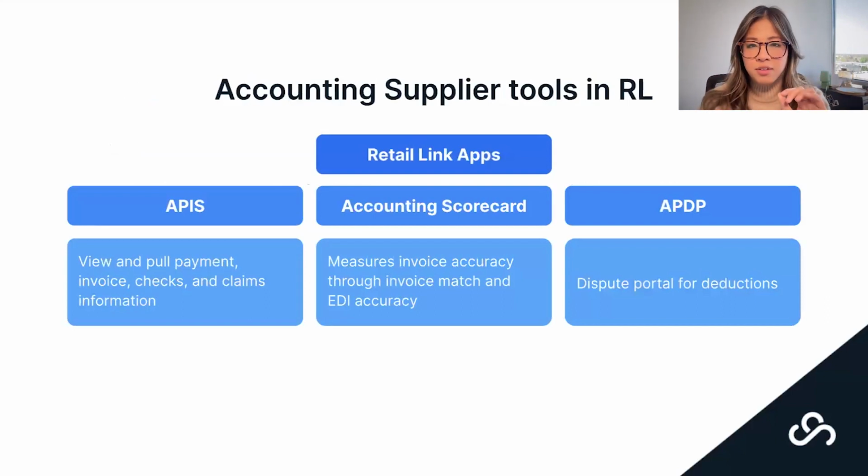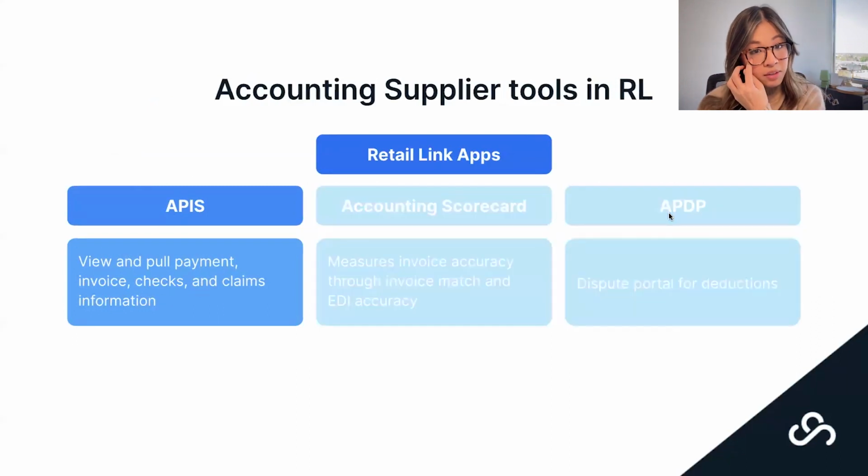We always try to make things a little bit more tactical for folks that are on our calls. All of this is really great in theory, but how do I actually operationalize this? If you are newer to Walmart, or maybe you're newer to the finance space in Walmart, I would say it's really important for you to get to know a couple of different tools in Retail Link. The first one is called APIS. The next is Accounting Scorecard. And then the third is APDP. I'll talk through what each of them is.